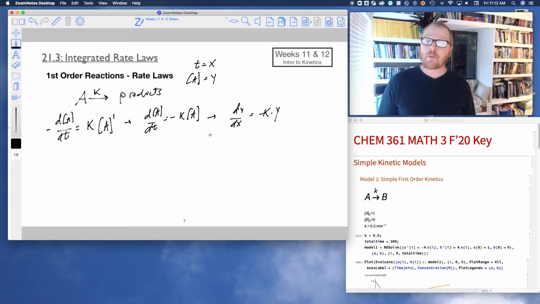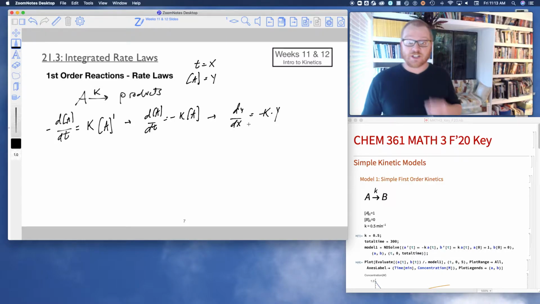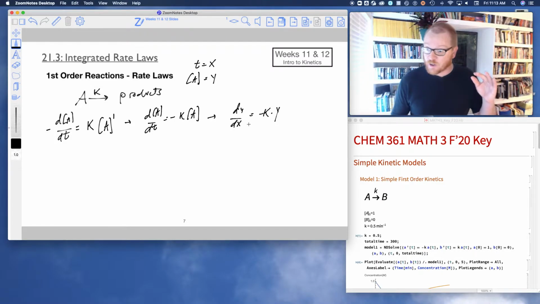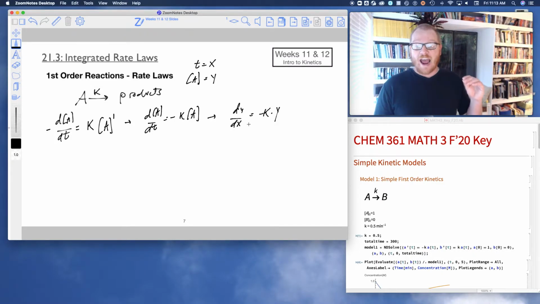But as this becomes more complicated, as we build in more complicated reactions, we can't solve these types of differential equations with an analytical equation. We have to do a numerical solution. And I'll explain that in the Mathematica file soon here.